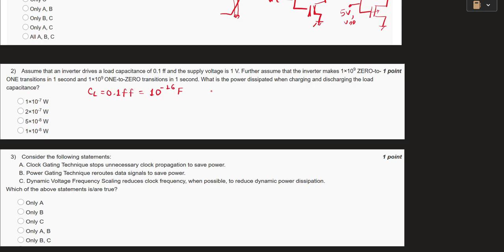The supply voltage is 1 volt, which means VDD is 1 volt. Now assume that the inverter makes 1 times 10 raised to the power 9 0 to 1 transitions. So how many 0 to 1 transitions are there? 10 raised to the power 9 transitions. And 1 to 0 transitions are also 10 raised to the power 9.